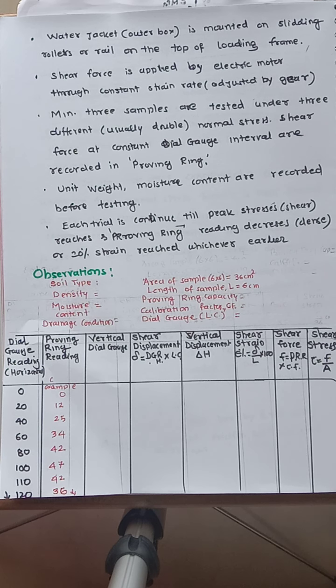Then the shear force is applied by an electric motor at a constant rate. It has different gears to adjust the strain rate. A minimum of 3 samples are tested under 3 different normal stresses, usually doubling, and the shear force at constant dial gauge intervals is recorded from the proving ring. Unit weight and moisture content are also recorded after the testing, after the failure of each sample.